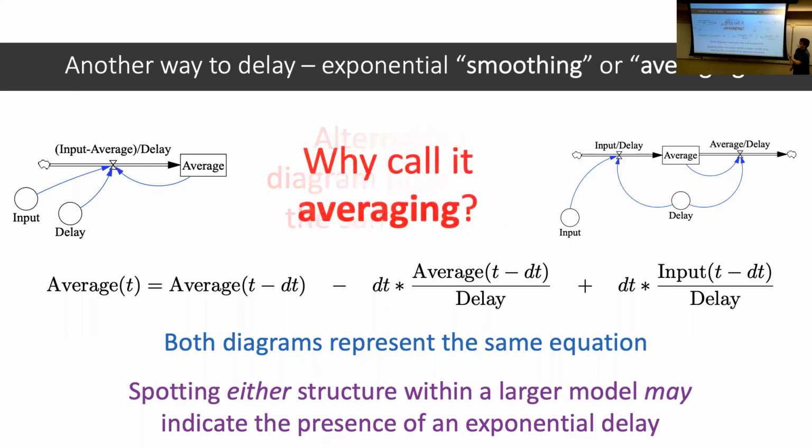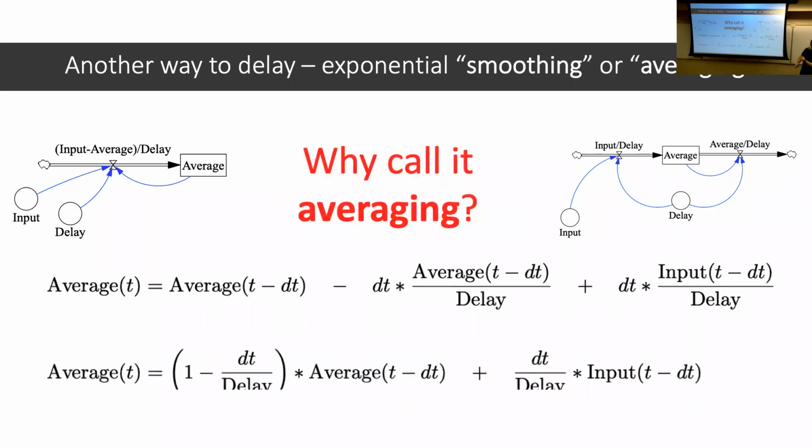And the reason I'm bringing that up is it allows us to analyze what's going on here, because this I can play with by rearranging the terms. Just algebraically, I can factor out a couple of different things. This average shows up in two places, so I can factor it out, and that begins a 1 minus dt over delay. This other term doesn't have an average, so it just gets the dt over delay.